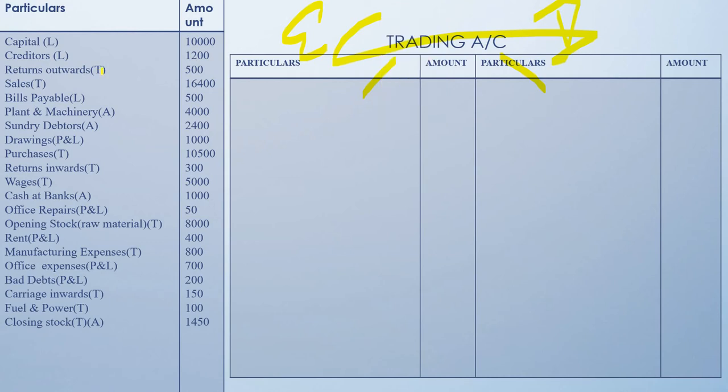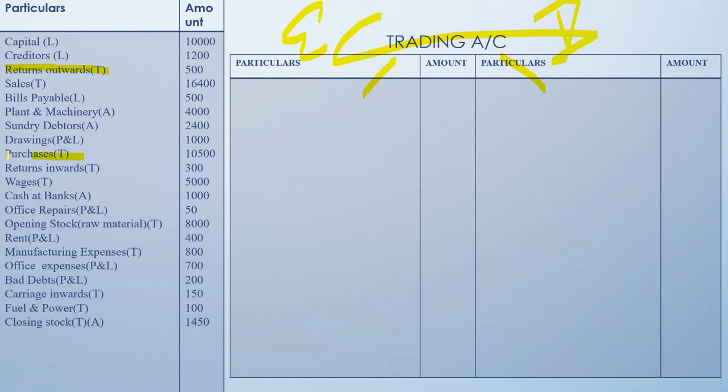First here we have one trading account item, it is return outwards. Return outwards means the goods are going out. If a business purchases some goods and identifies a defect in the purchased goods, then they send them back out from the business, which means purchase returns will happen. So before that we want to identify the purchases.